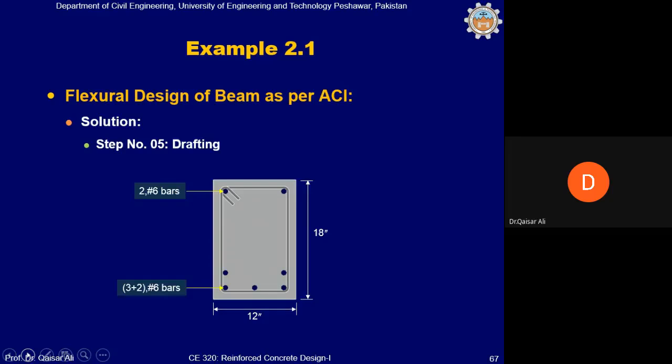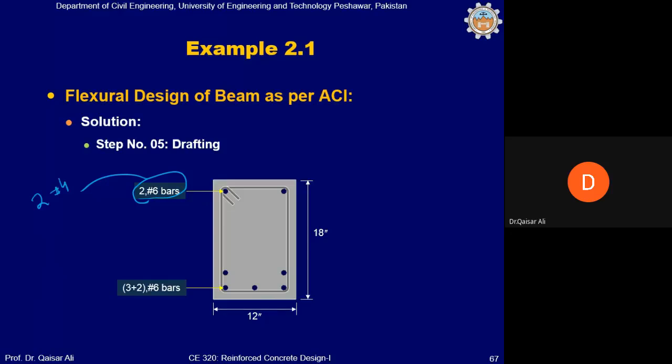You can see that this is the final drafting. 3 bars are provided in the first layer, 2 bars in the second layer. इस तरह हमने किया था. And 2 number 6 bars, they are provided in the top just to hold these stirrups. Now these bars, you can provide 2 number 4 bars.